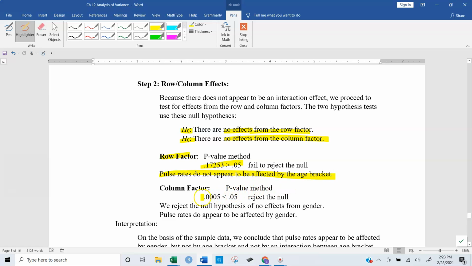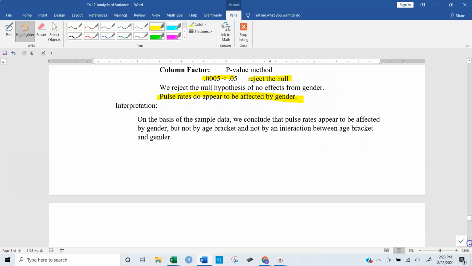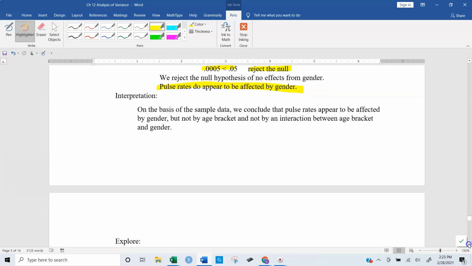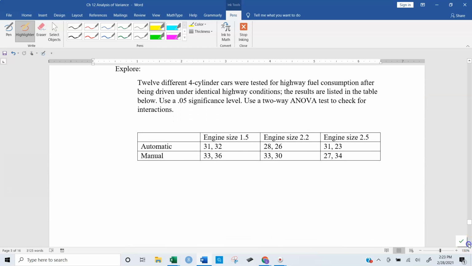Here, though, the p-value is less than, so we reject the null. So we reject the null hypothesis, which means the pulse rates do appear to be affected by gender. So males and females are different, is what this is saying. Okay, so we conclude that pulse rates appear to be affected by gender, but not by age bracket, and not by an interaction between age bracket and gender. Pretty cool, right?